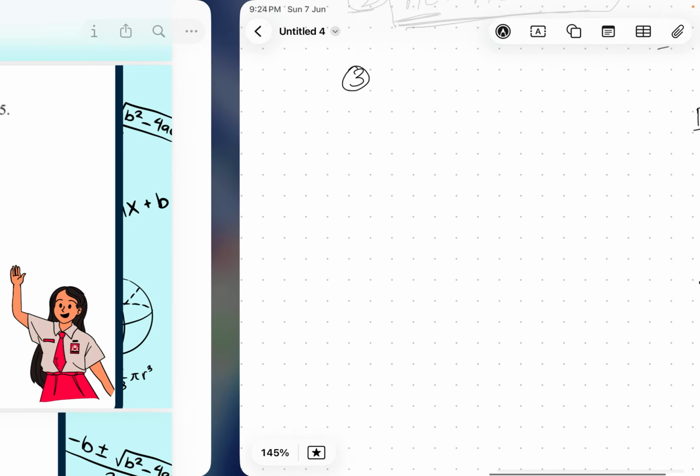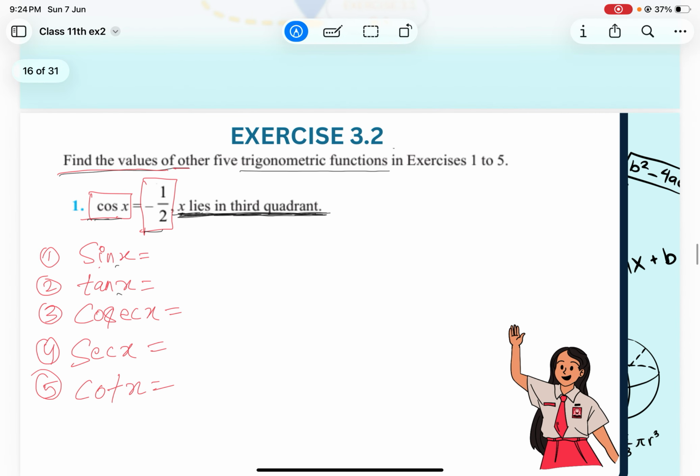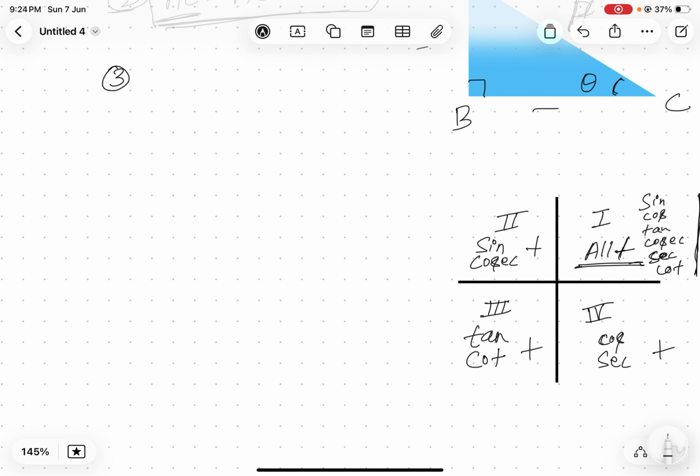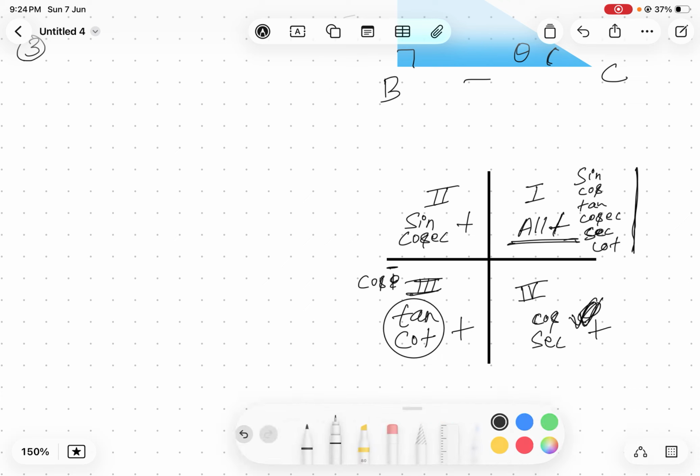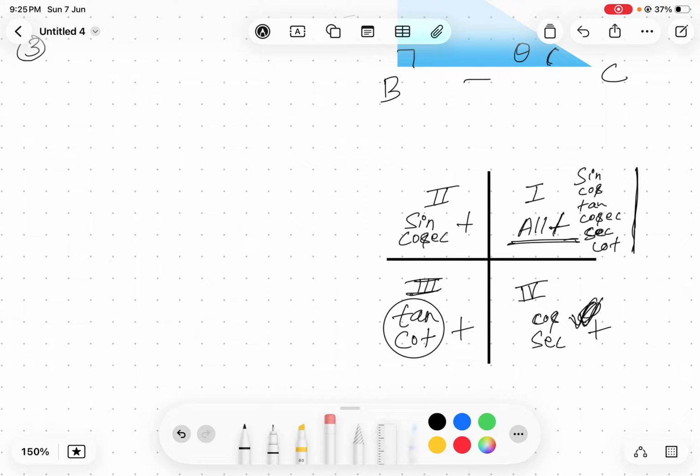Okay. So question is saying that we have cos x, and x lies in third quadrant, right? You see here, cos lies in third quadrant. So here cos is negative, cos will be negative because only tan and cot is positive in this quadrant. Okay, so let me just clear this. Yeah, so cos x will be negative here.